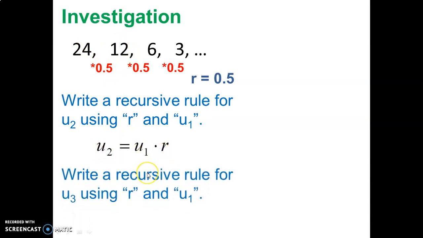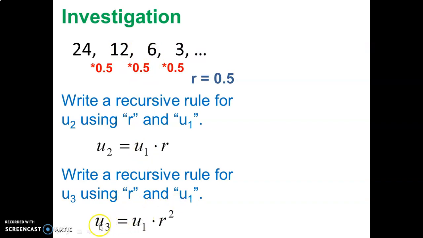Okay, let's try again here. Write a recursive rule for u sub 3 using r and u1. Just like with the arithmetic, remember we're using u1 in this rule, not u2. If we're using u2 in this rule, well, that would be simple. To get u3, we just take u2 and multiply by the ratio, right? But here we want to use r and u1 in the rule, so try it out.